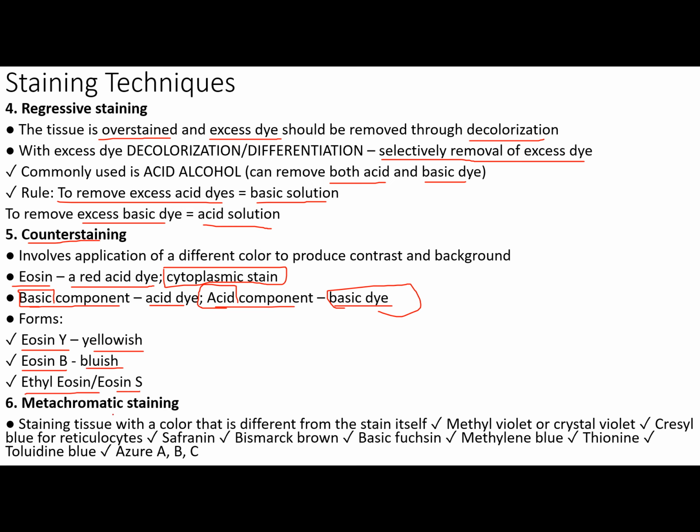Then another staining technique is the metachromatic staining. This stains tissues with a color that is different from the stain itself. So if the color of the stain is blue, class, and you apply it to the tissue, there's a possibility that it could become red or brown. Examples of this, class, are methyl violet or crystal violet, cresyl blue for reticulocyte, safranin, Bismarck brown, basic fuchsin, methylene blue, thionin, toluidine blue, Azure A, B, and C.